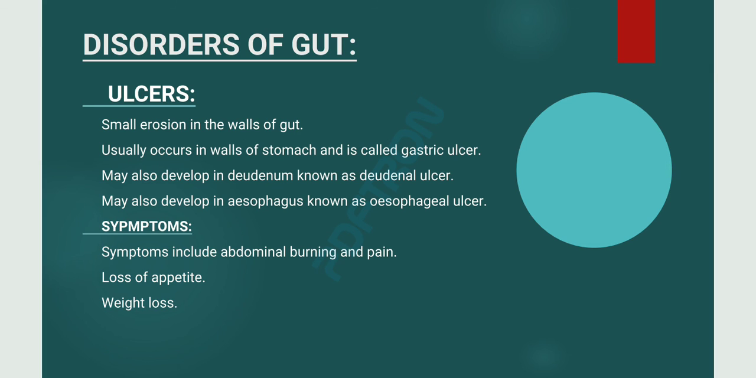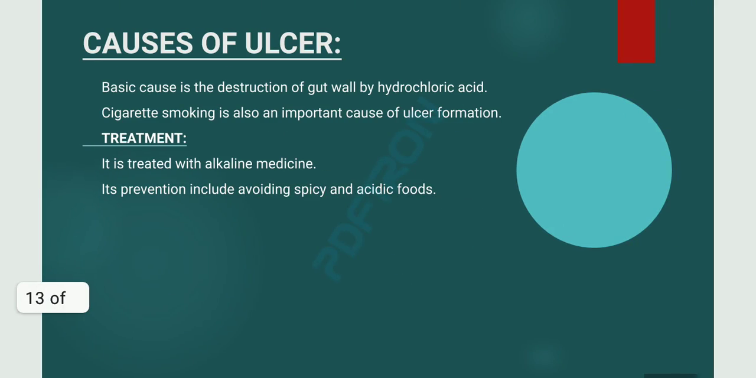Now what are the symptoms of ulcer? Symptoms of ulcer include abdominal burning and pain, loss of appetite and weight loss. What are the causes of ulcer? The basic cause is the destruction of the gut wall by hydrochloric acid. Cigarette smoking is also an important cause of ulcer formation. Now what is the treatment of ulcer? It is treated with alkaline medicine. Its prevention includes avoiding spicy and acidic food.